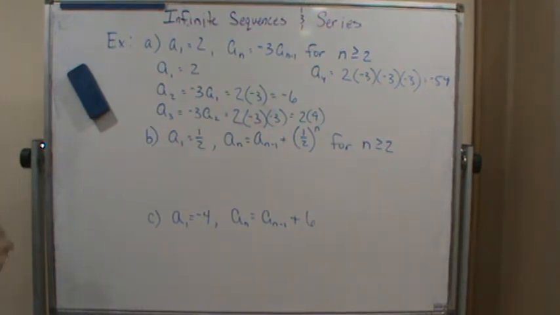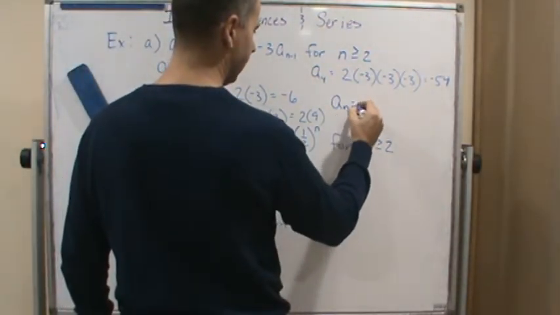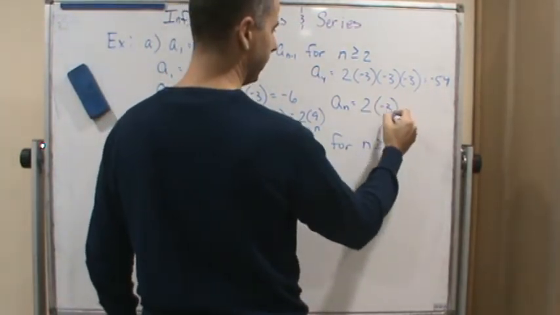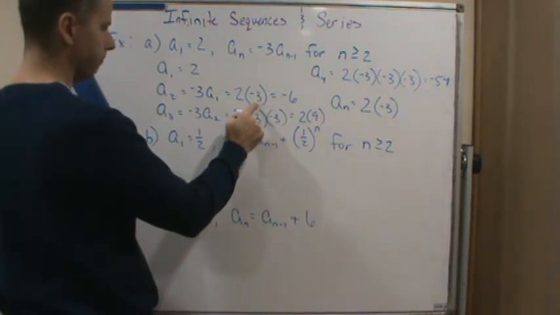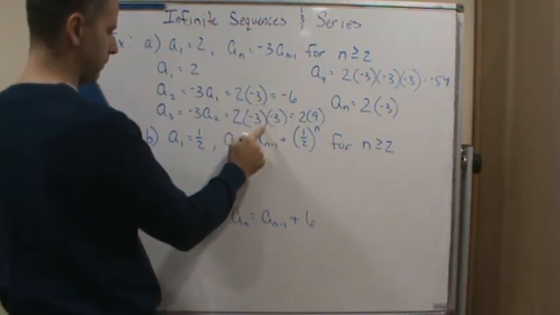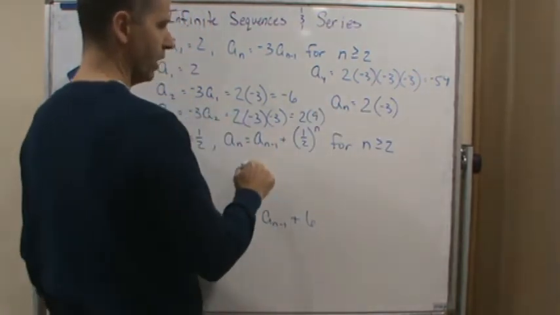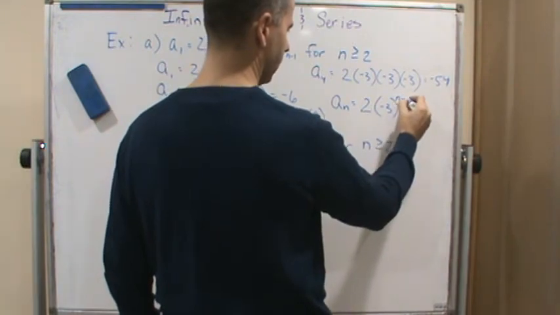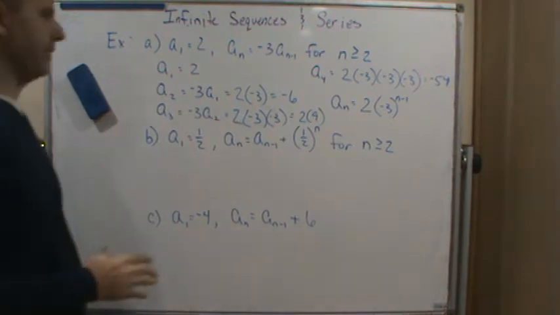So now we see a pattern, right? So what's really going on here? A sub n is equal to what? 2 times negative 3 to the first power, negative 3 to the second power, negative 3 to the third power. So what do we have here? This is going to be 2 times negative 3 to the n minus 1 power. So let's see if that works.